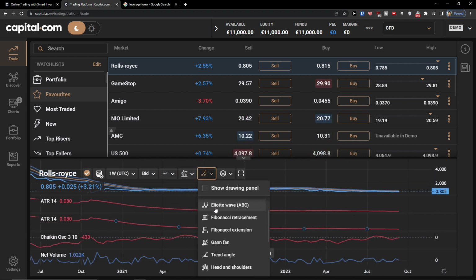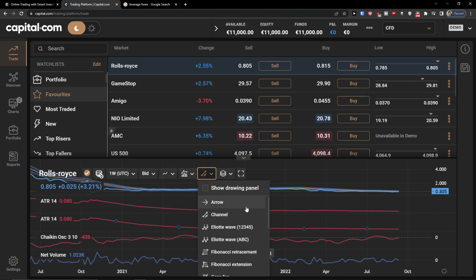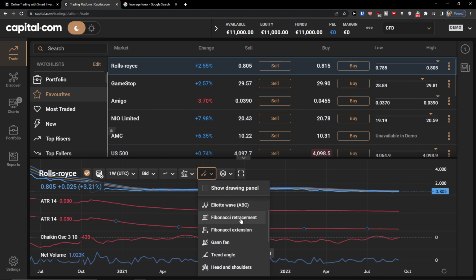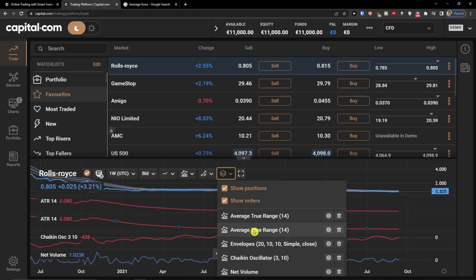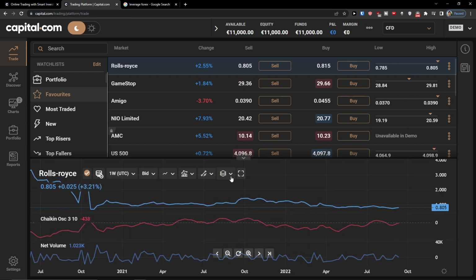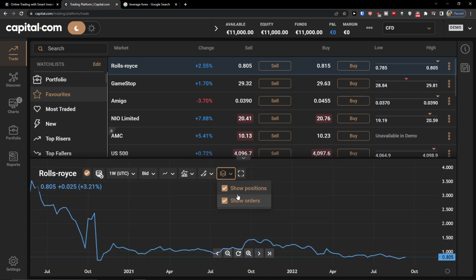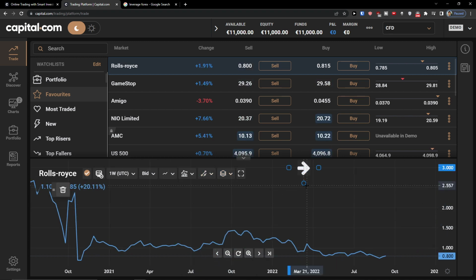Then you get also the drawing tools. So as you can see, you're going to have the arrow, the Fibonacci, the Gann fan, horizontal line, point to point, and a lot of stuff that you can actually learn. And then you're going to have the layers. So you're going to have the average true range, envelopes, and these are all the layers that we added, and we can simply delete them. So again, when I have drawing tools, I can add an arrow.